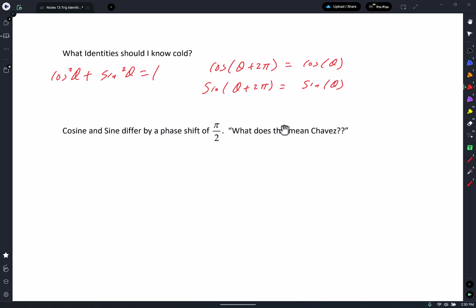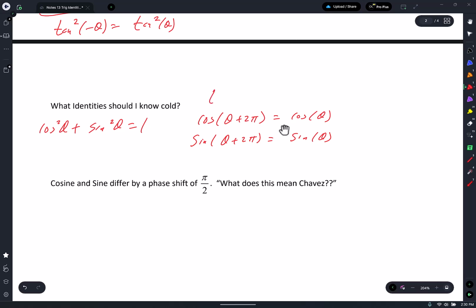You're going to see these later on. For tangent, the period for tangent is pi. So for tangent, theta plus pi is the same thing as tan theta. And I guess if you wanted to, you could put an n there, where n is an integer. But I'm just going to leave it like that.